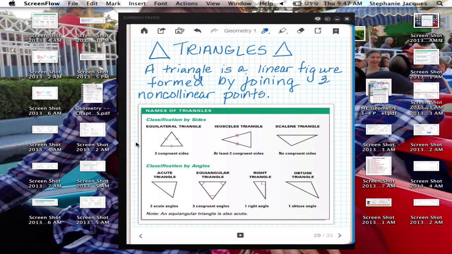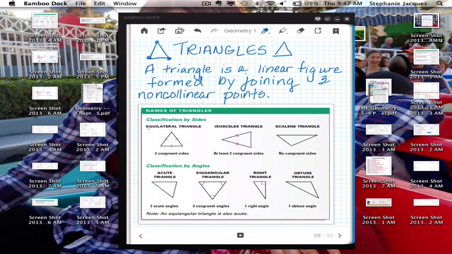So, for example, when you have your points here, these 2 points right here and here are linear, but this one in that group is not linear with both of those. It's not on that same line. So that's what they mean by non-collinear points. Let's look at all the types of triangles.